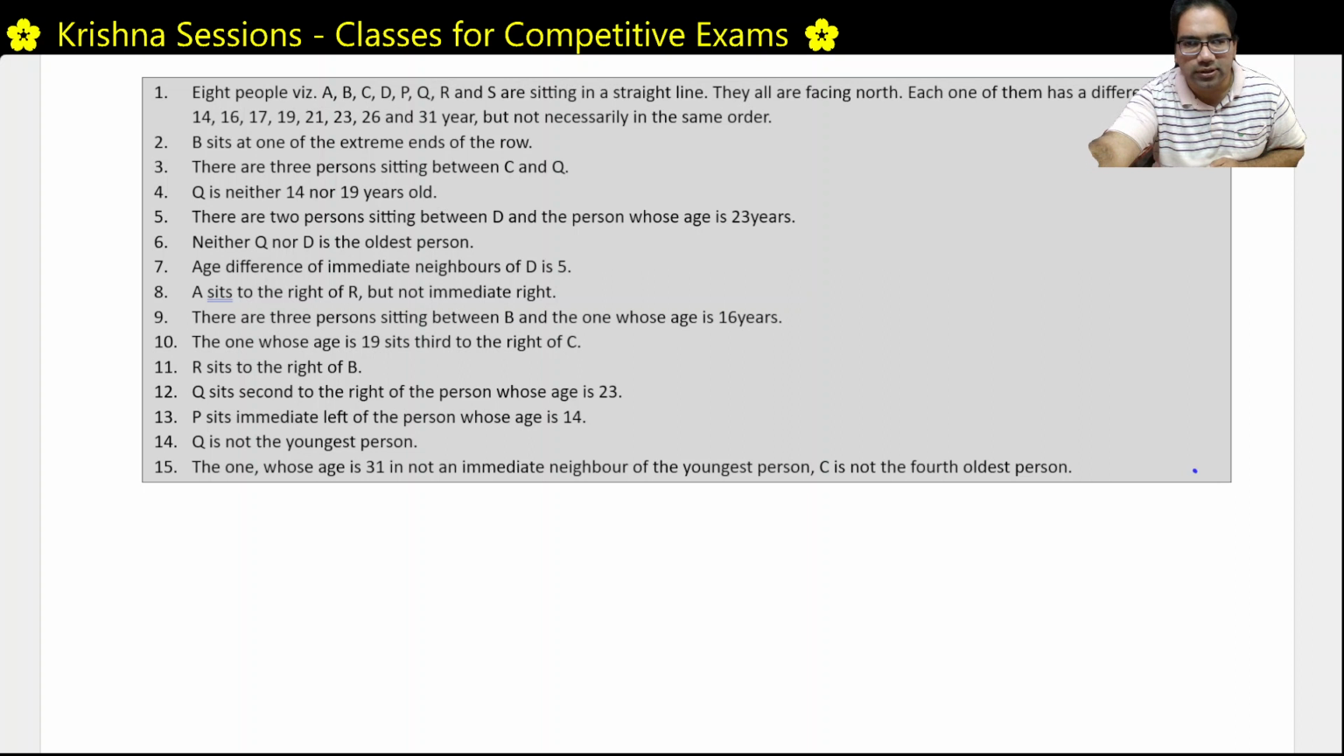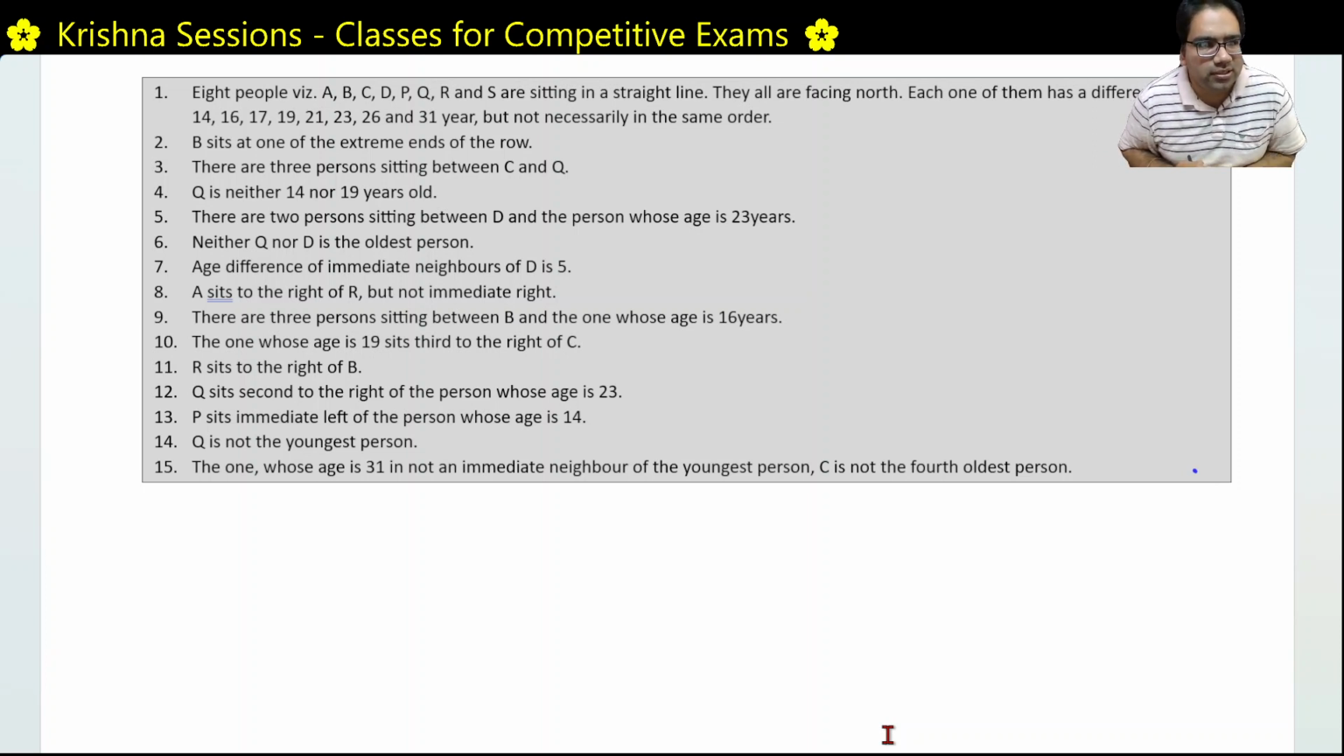Well, guys, let's look at this problem. Here again, 8 people are there: A, B, C, D, P, Q, R, S. They are all sitting in a straight line, all facing north, the same direction. Each one of them has a different age. The ages given are 14, 16, 17, 18, 21, 23, 26, 31, not necessarily in the same order, of course.